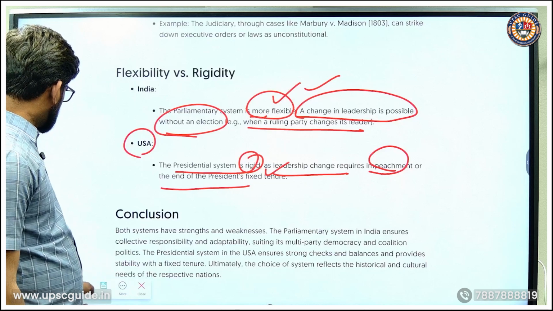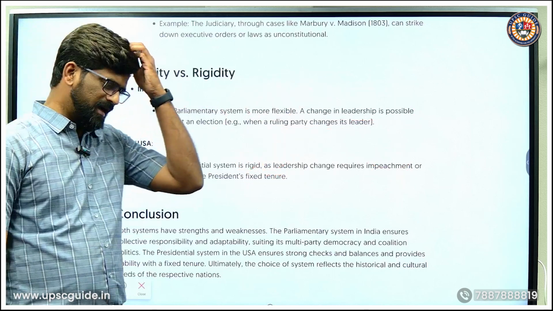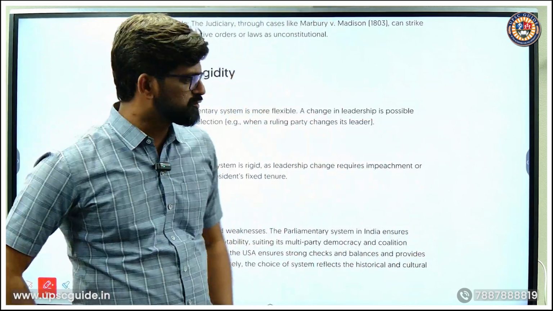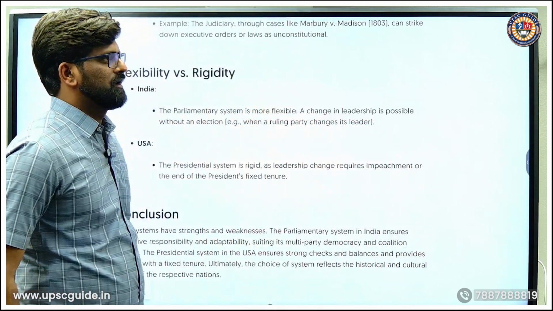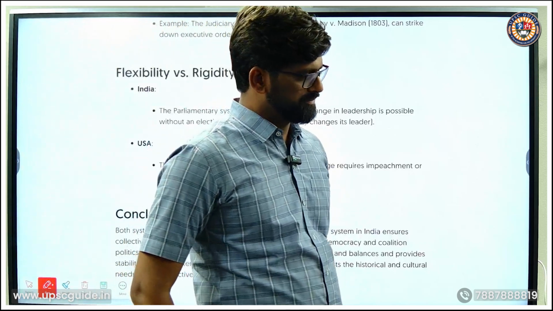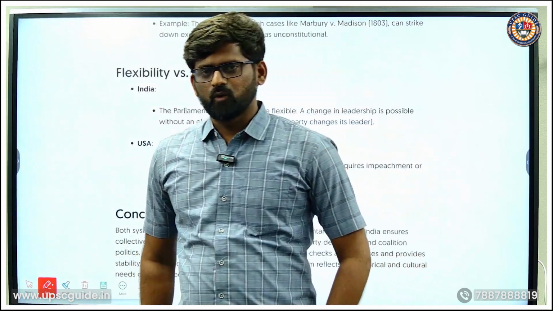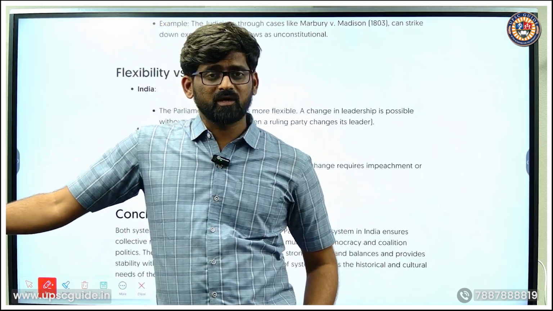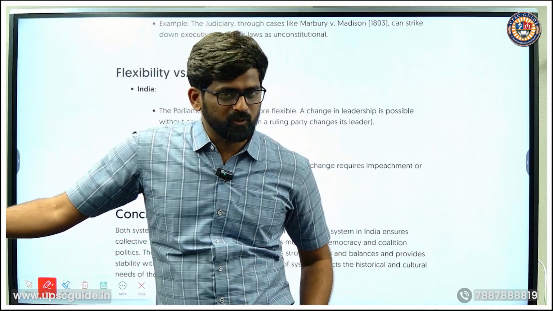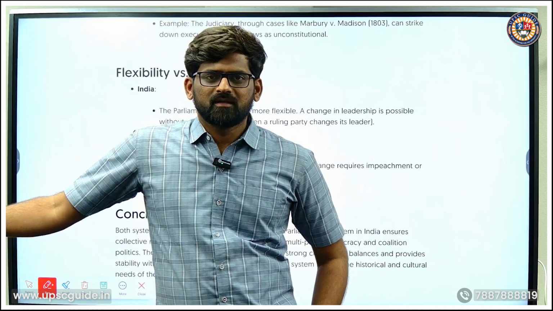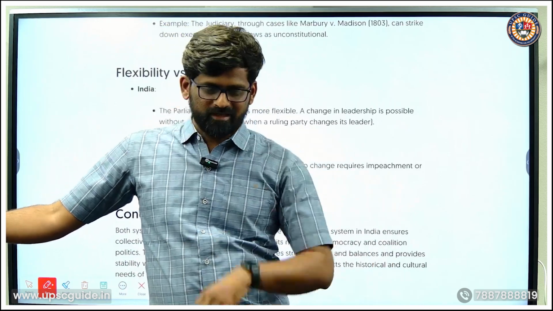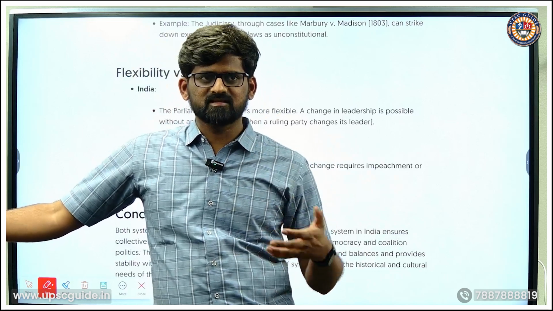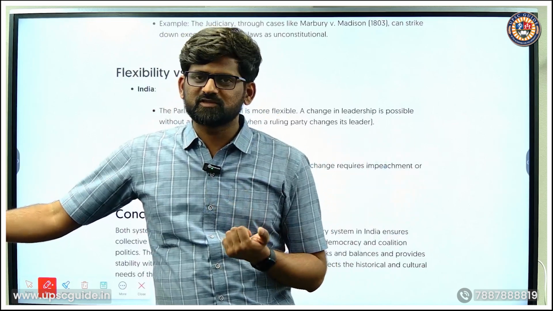These are the 6-7 points you can write in the 10 marker, and also at the end of the question you can mention that though the systems are different, both systems have their own strengths and weaknesses. Both countries have adopted the form of government that is suitable to their conditions, their requirements, their context, their whole political scenario, the type of culture, society, history that country has. From that, these political systems evolve.